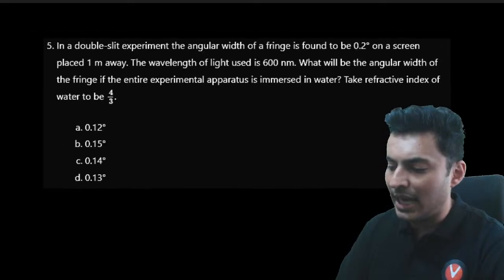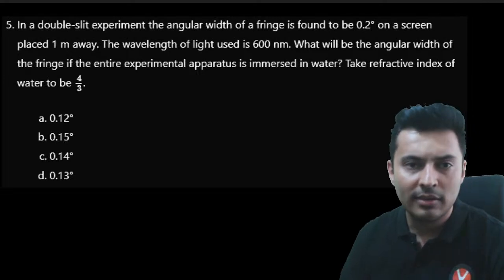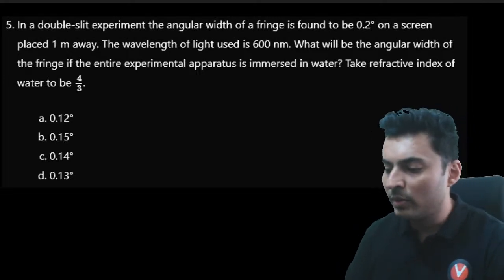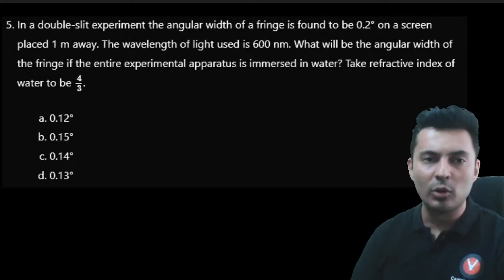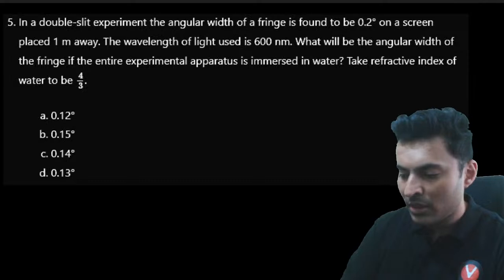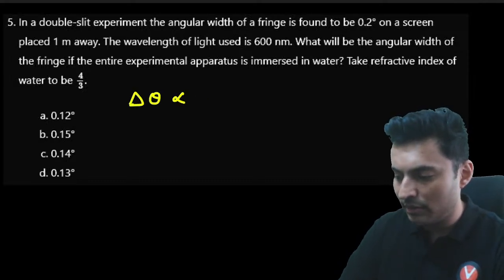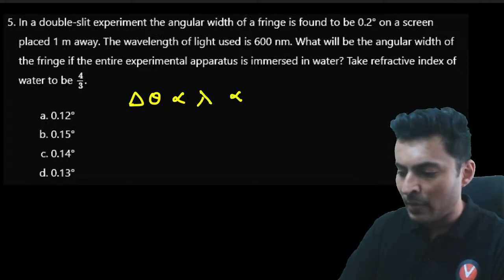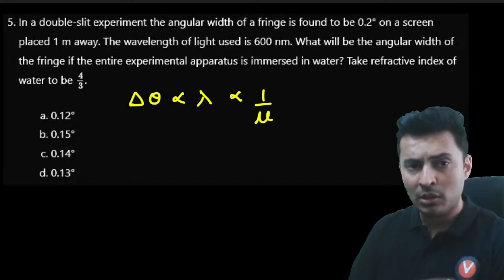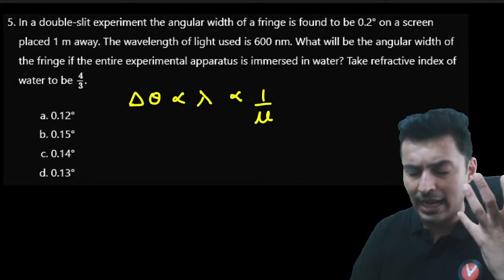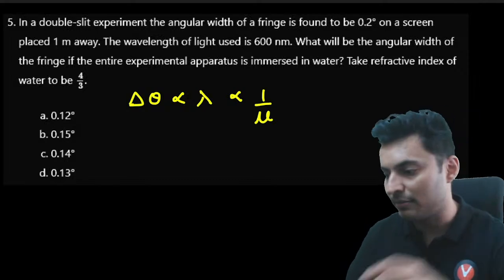In the YDSE experiment, angular width of the fringe is found out to be 0.2 degrees on a screen which is 1 meter away. Wavelength used is 600. What will be the width if the entire apparatus is immersed in water? Take the refractive index to be 4/3. What happens is the angular width is directly proportional to the wavelength, but the wavelength will be inversely proportional to the refractive index. More the refractive index, lesser the wavelength. As simple as that, because speed of light will reduce, the wavelength itself reduces.